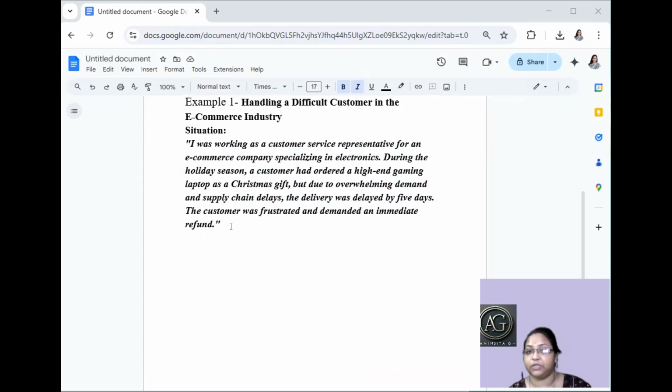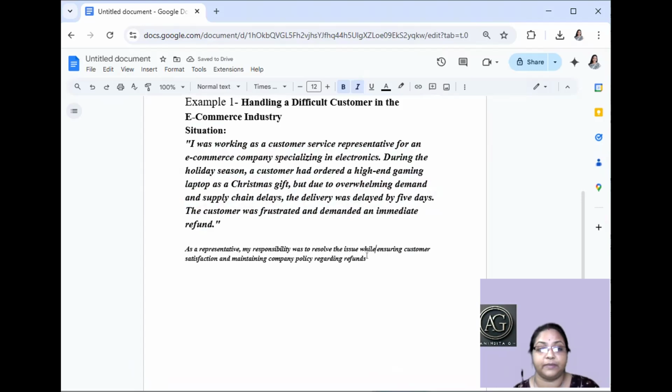Now, it is not the customer's fault. Somewhat it is also not your fault, only because the situation demanded it like that. Because of the festive holidays, the supply and demand chain was a little bit hampered. So how to manage this problem? The customer didn't get his product on time, and now he is asking for a refund. So this was the situation, and this was the task. Let me write down the task.